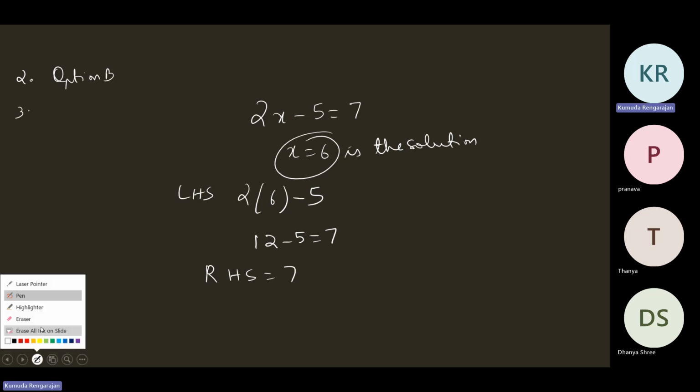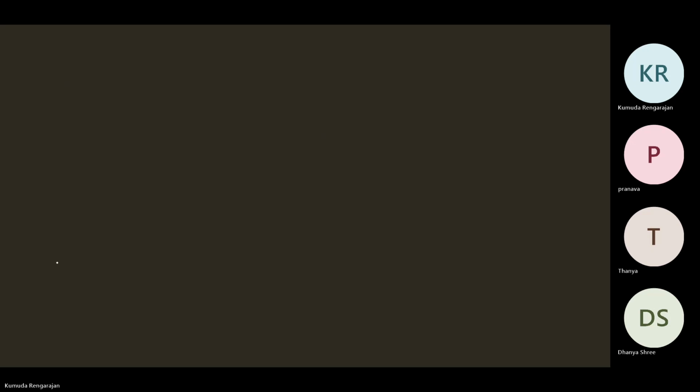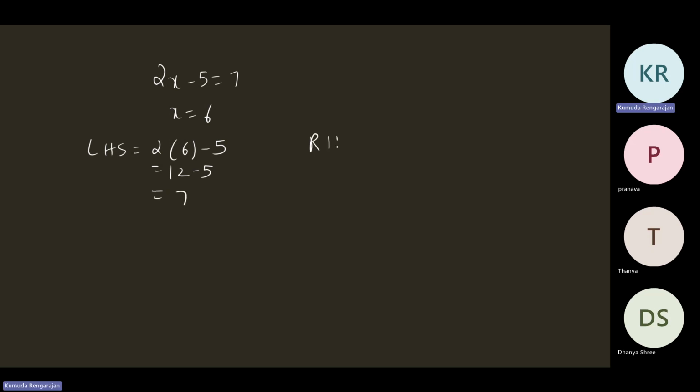You understand what a solution is? I said 2x minus 5 is equal to 7. When you take x as 6, x is equal to 6. Okay, what is the left hand side? 2 into 6 minus 5. So 12 minus 5, 7. Right hand side is 7. So LHS is equal to RHS. That means the equation is satisfied.